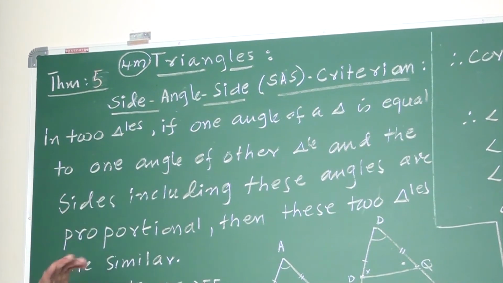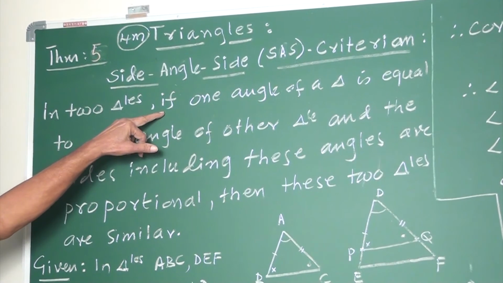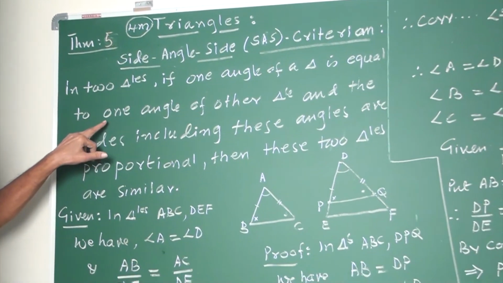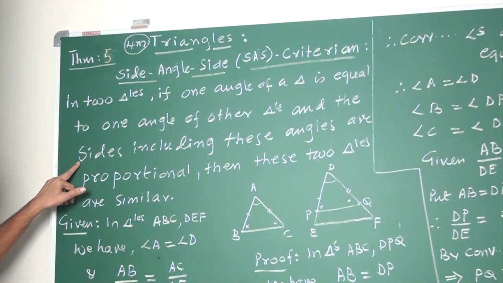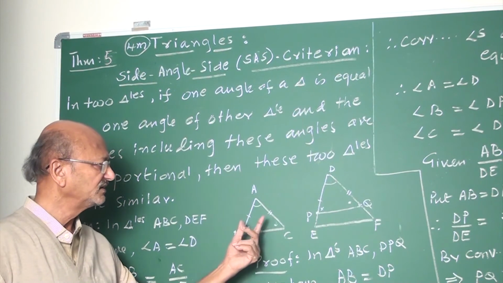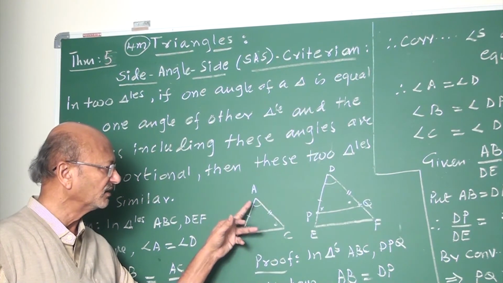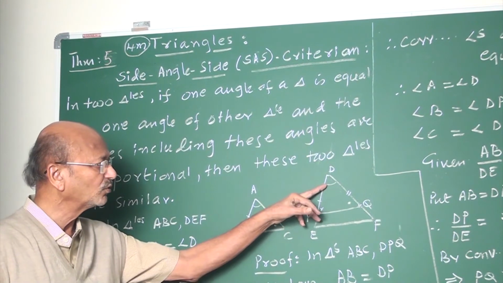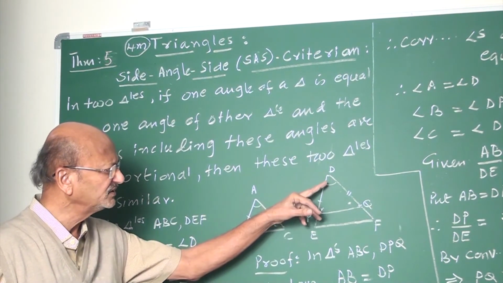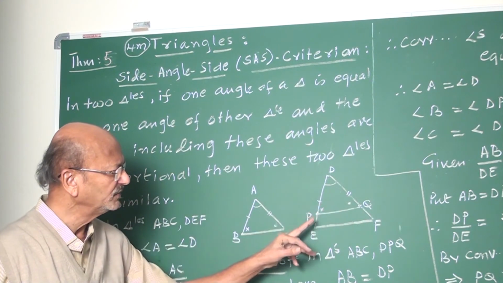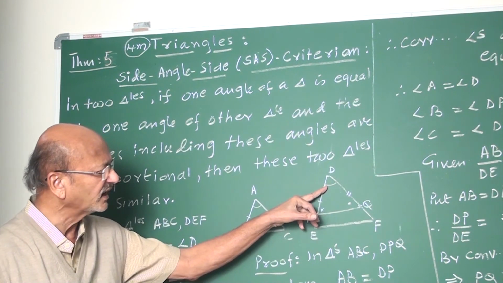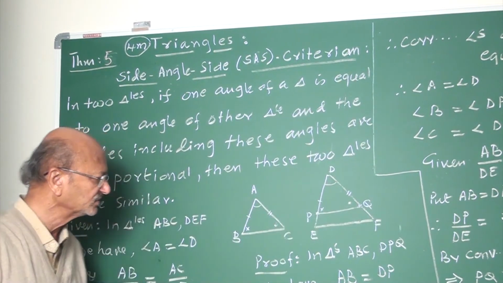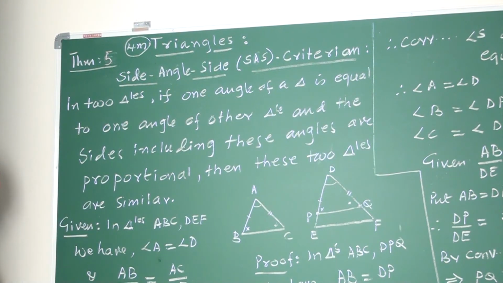the SAS criterion. In two triangles, if one angle of a triangle is equal to one angle of the other triangle, and the sides including these, yes, my friends, these are the two sides including this angle A, what are they? AB and AC. What about D? It is an angle formed by these two sides, DE and DF are the sides, and angle D is the angle made by these two sides. Then one angle is equal, given, my friend: angle A equal to angle D.